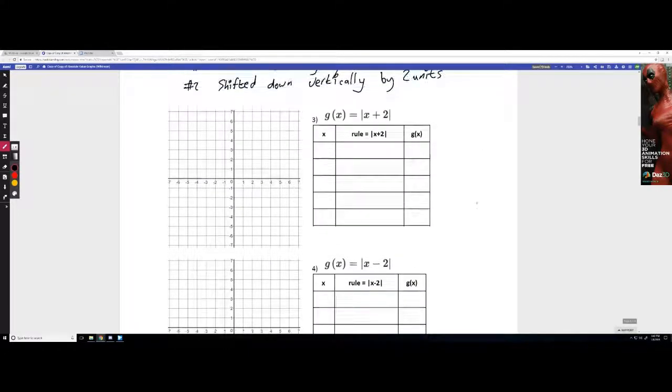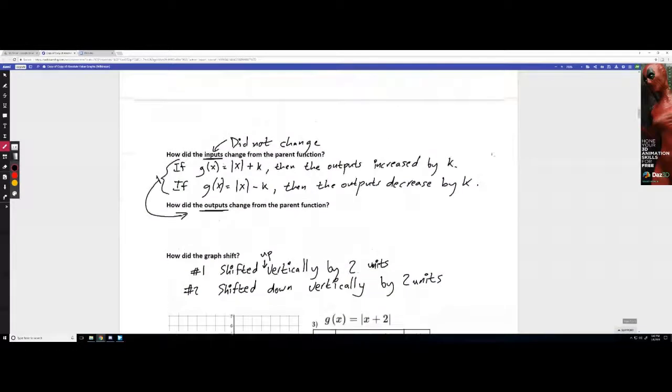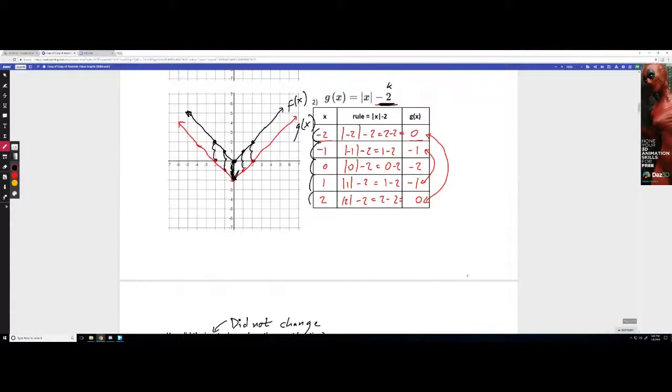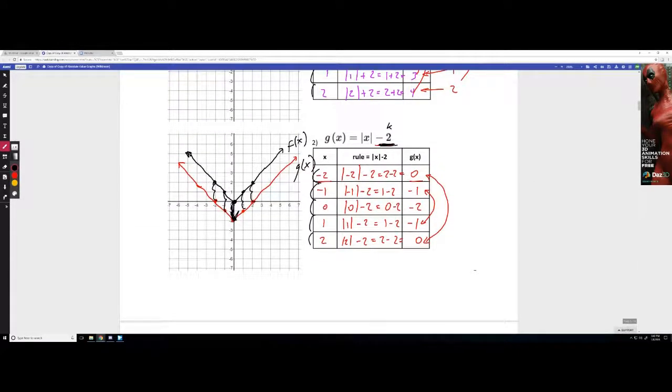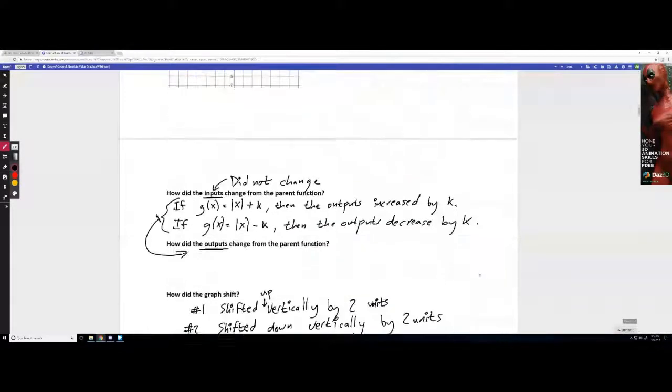All right, it looks like we're going on to the next set of transformations. And we're going to go ahead and practice real quick. I'm going to give you a problem to graph for one of these. So I'm going to give you an example and I want you guys to graph it. We're going to try that first.